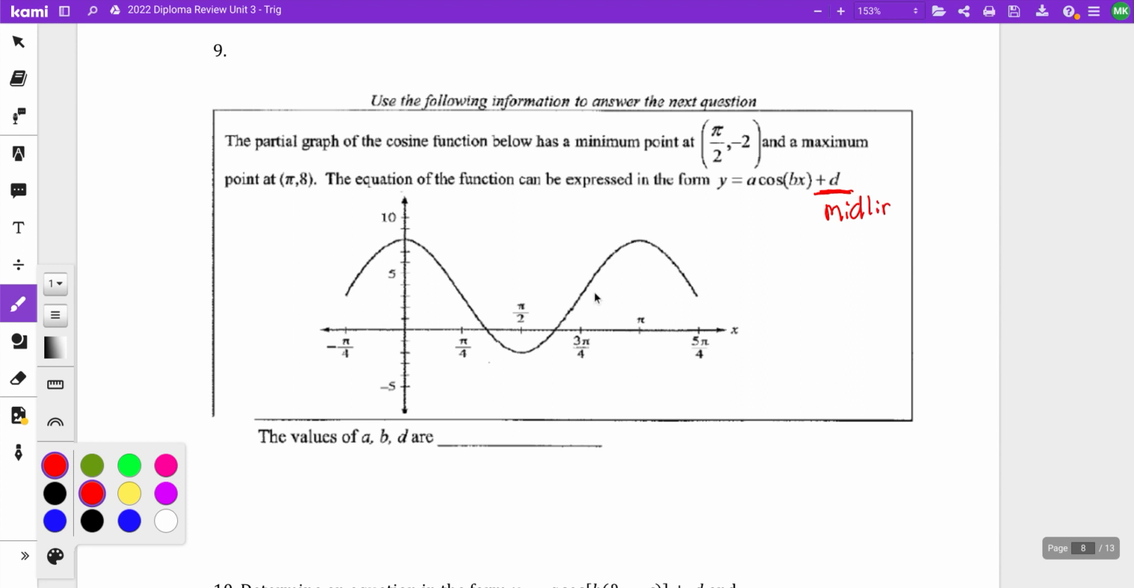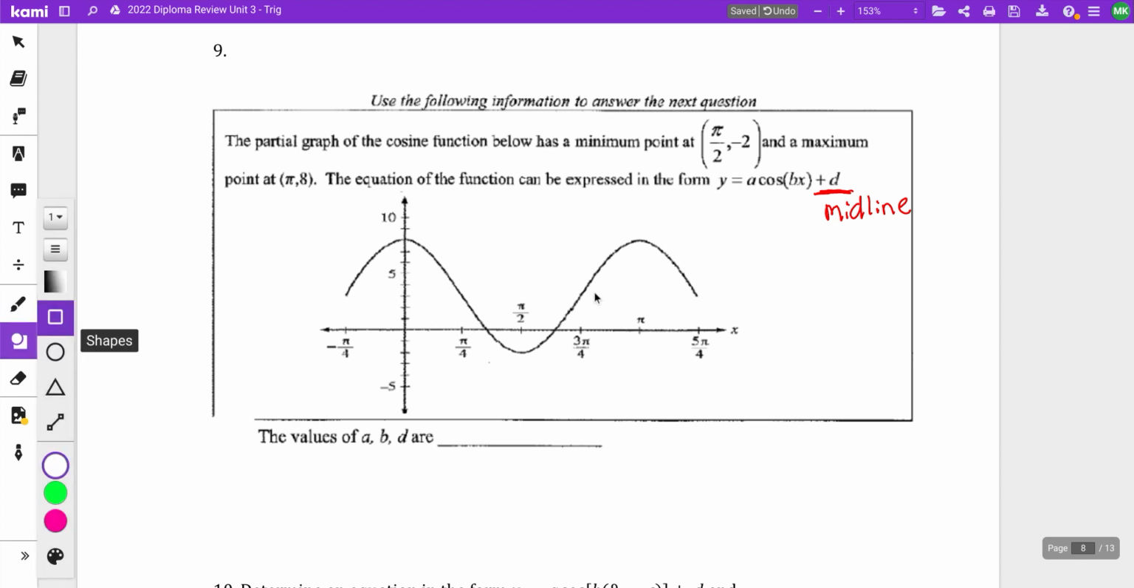Is that a question for me? Oh, okay. D is the midline, right? So look at your graph and see if you can sketch a midline. If you're not sure how to sketch a midline, figure out where the highest one is, figure out what the lowest one is, add them together and divide by 2. And that'll tell you where your midline is.